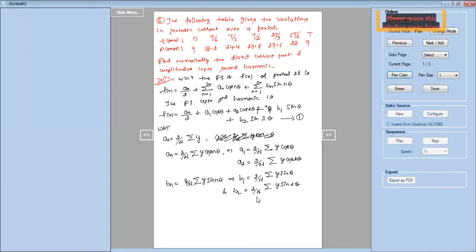Now I have to calculate what is theta and all. So what is theta here? You know, theta equals pi x divided by L. This is the formula. Now I want to calculate what is L. So how to find the value of L here?